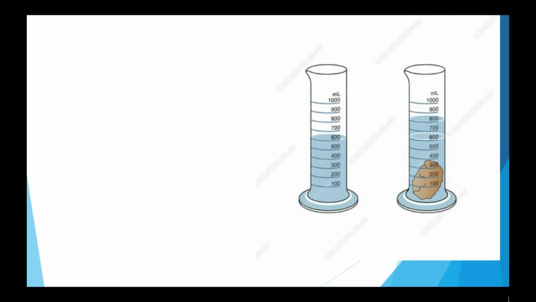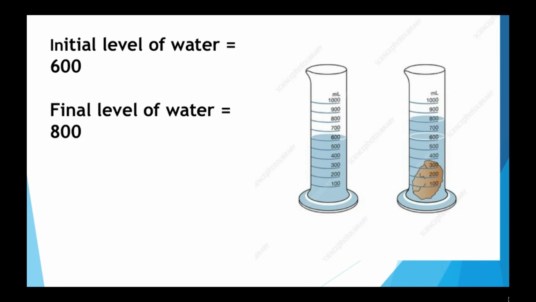Now, let's try a problem together. This picture shows a graduated cylinder with just water on the left. What is the initial starting point? It is 600. On the right, it shows us the same graduated cylinder after a rock was added. What is the final level of water? The water is at 800.